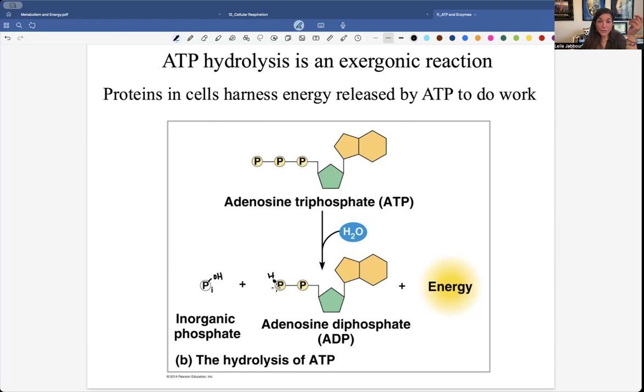But this breakage of the bond releases all of this energy that is basically what we're expecting coming out of this bond. So breaking the second and third phosphate covalent bond releases so much energy. It's a great resource for the cell.